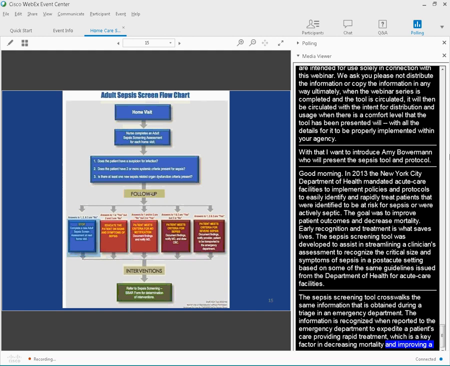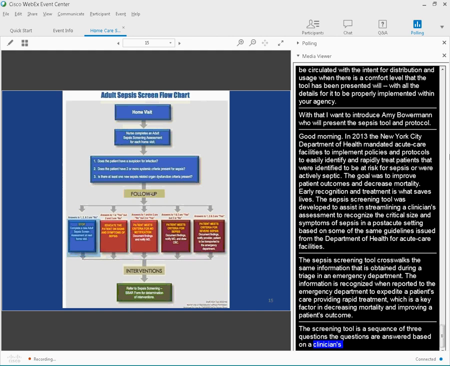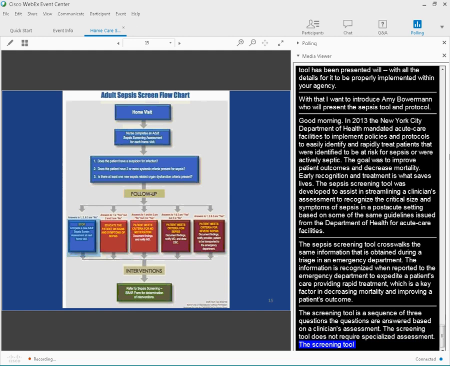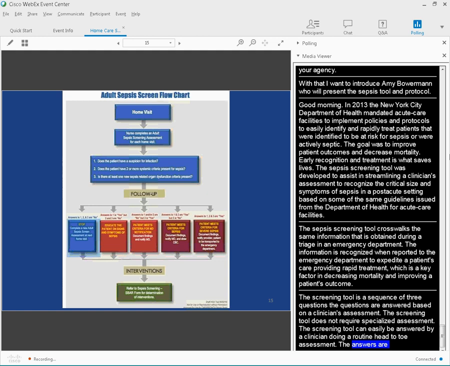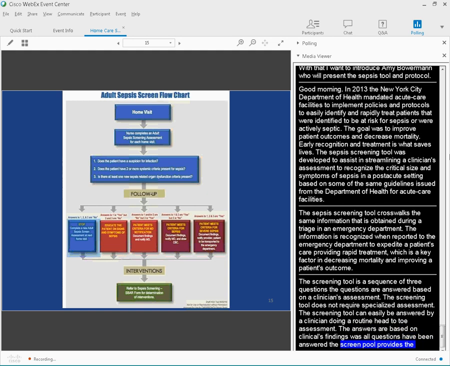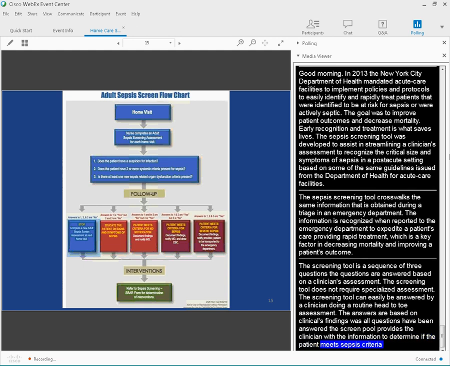The screen tool is a sequence of 3 questions. The questions are answered based on a clinician's assessment. The screen tool does not require a specialized assessment. It can easily be answered by a clinician doing a routine head-to-toe assessment. The answers are based on clinical findings. Once all the questions have been answered, the screen tool provides the clinician with the information to determine if the patient meets sepsis criteria or if the patient is at risk for sepsis.